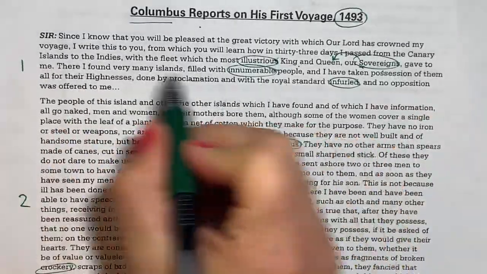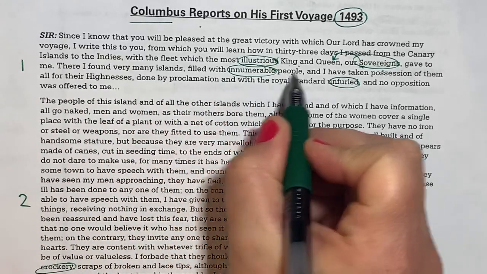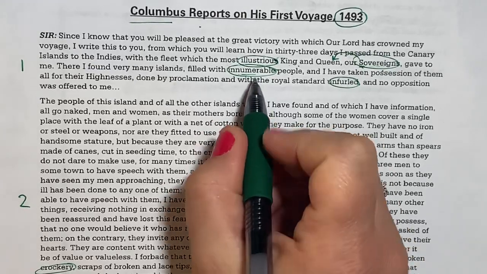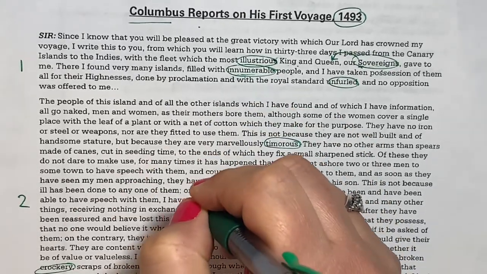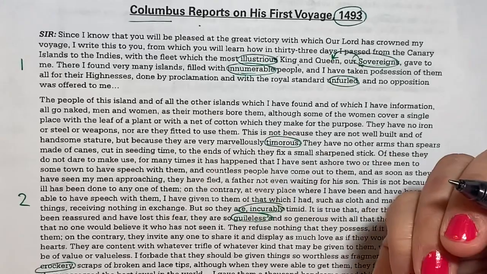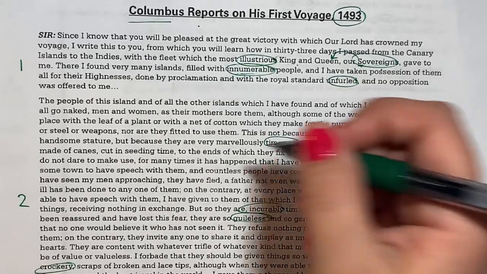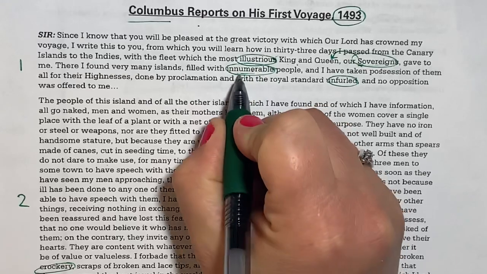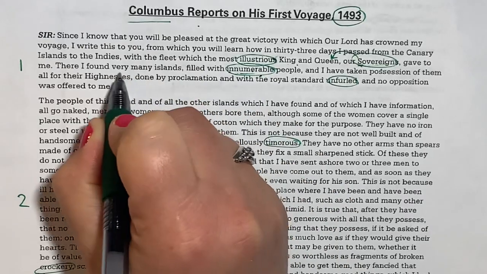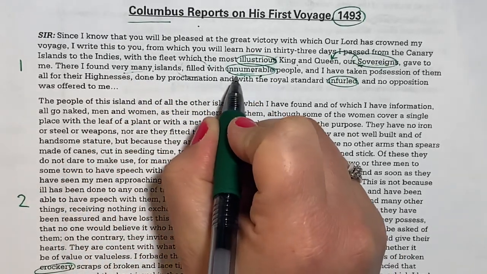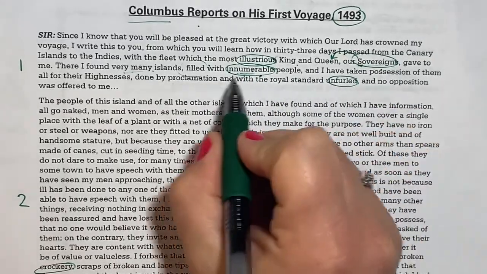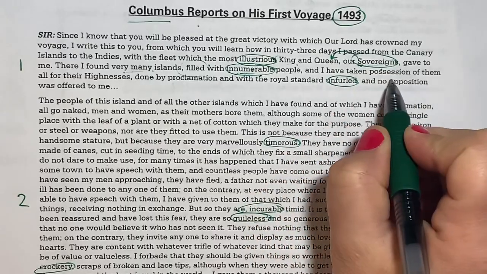All right, there I found very many islands filled with innumerable people. So the word, there's almost a word in here, number. Whenever in is in front of a word as a prefix, that means not. So if something is incomprehensible, it's not comprehensible. If someone is incompetent, it means they're not competent. So innumerable, a number. So if it's not a number, and there's many islands and they are filled, innumerable probably means like a lot. You can't count, uncountable people. So there's tons of people, and I've taken possession of them.